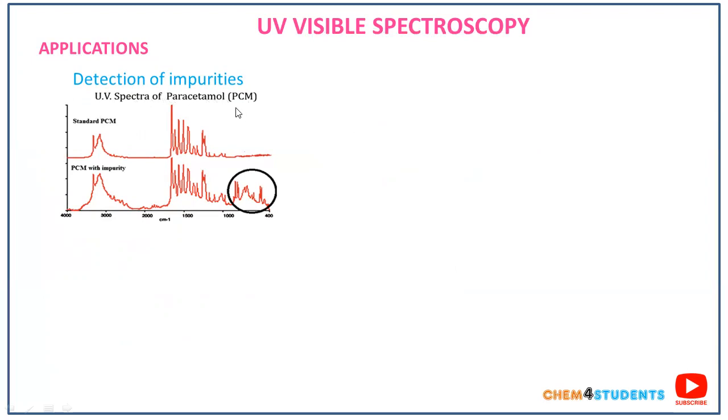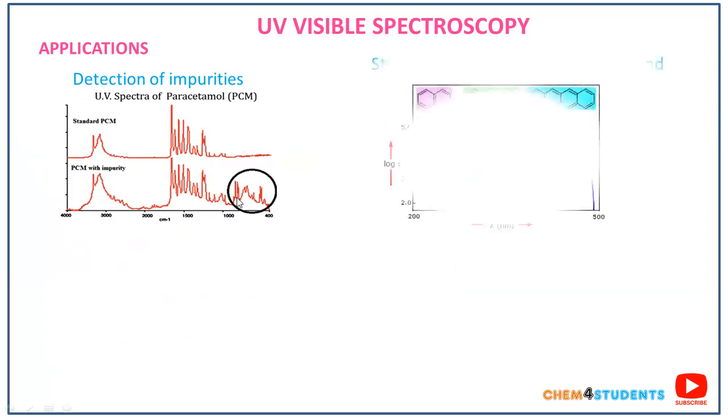So detection of impurities which are present in the paracetamol, that we can see here. For that, we need to take a standard solution of paracetamol and a sample solution. We need to compare these two graphs to each other, and we can see the additional peaks in the graph that are representing the impurities present in the sample solution.